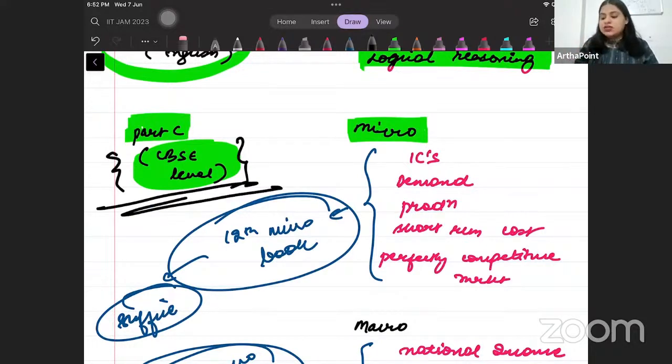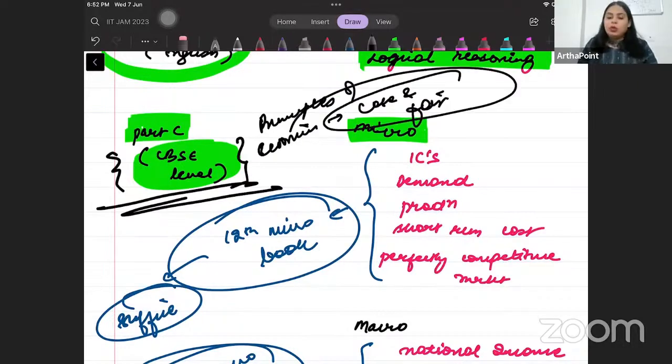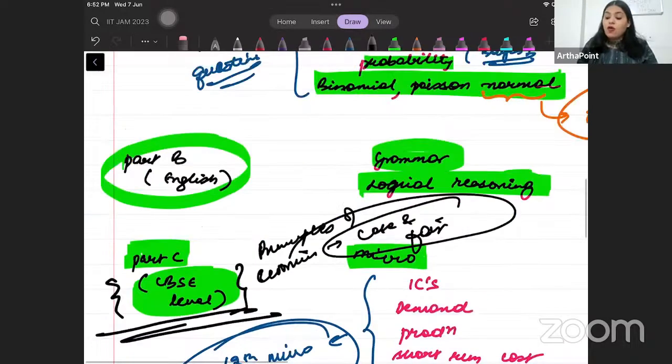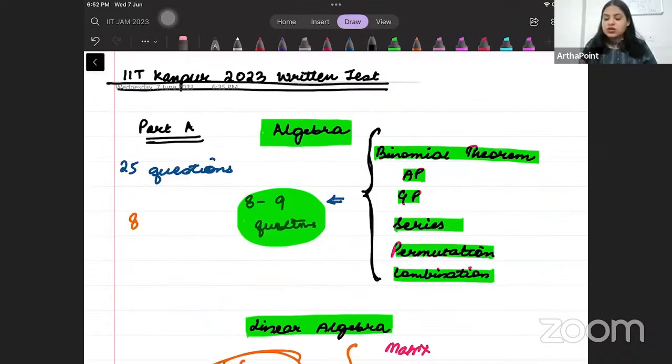If time permits, you can read Principles of Economics by Case and Fair. Only if time permits. If you don't have time, don't go beyond CBSE level. That should suffice. Focus a lot on part A of the syllabus. That has the major chunk. 35 questions only from part A. That is what is going to come in the exam.